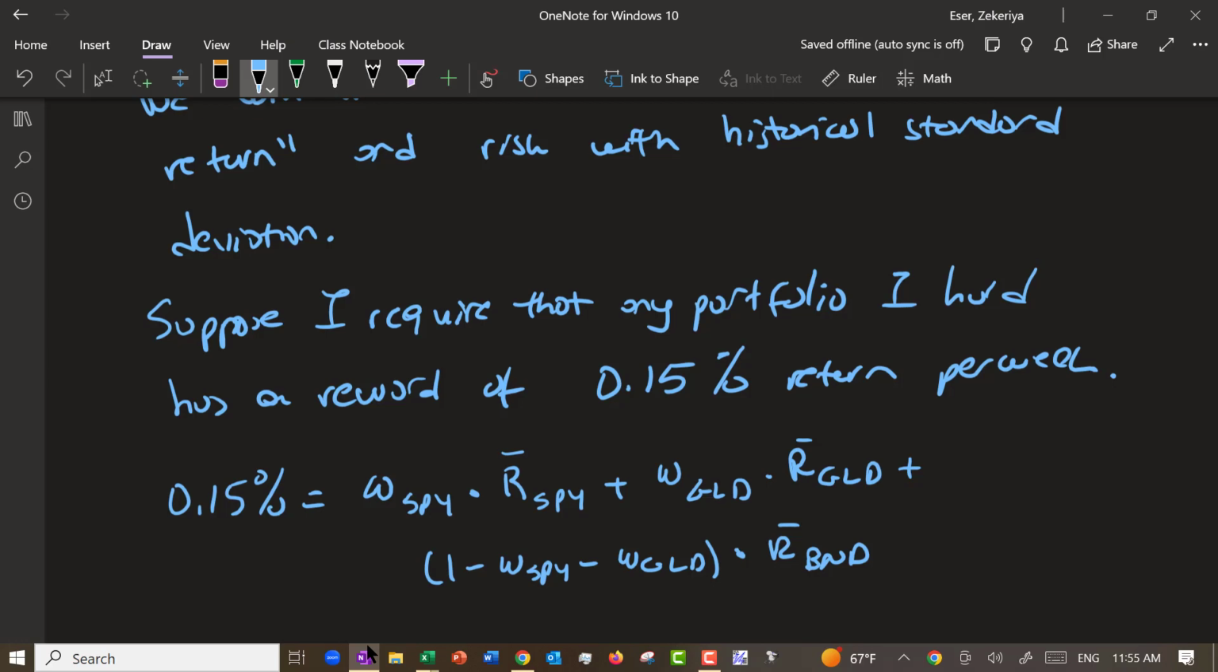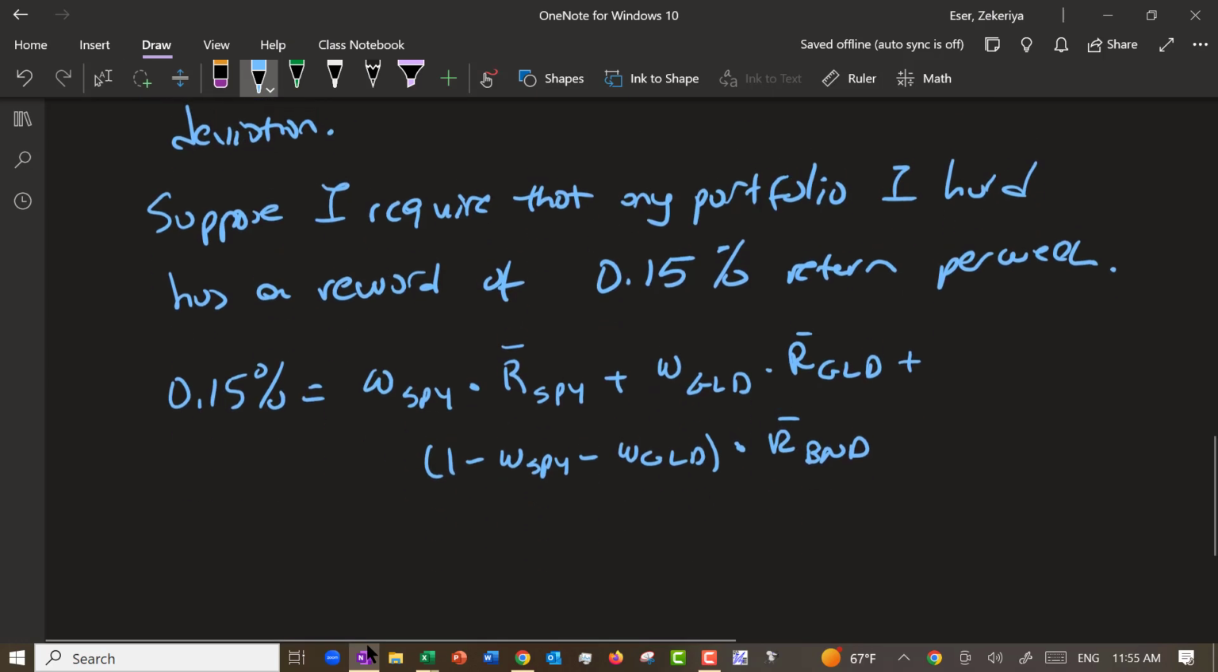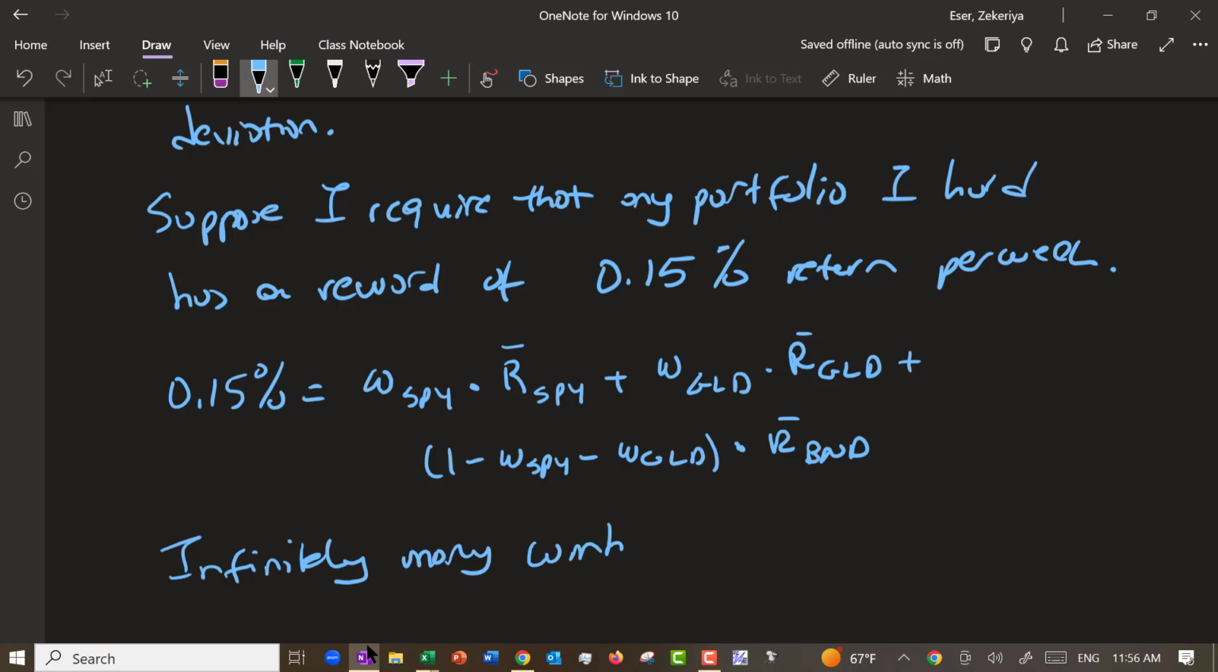The answer is infinitely many, okay? This is a linear equation, one linear equation in two unknowns. There are infinitely many solutions for those unknowns. Infinitely many combinations of weights would solve that equation.